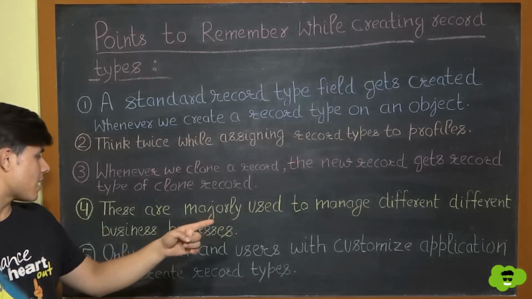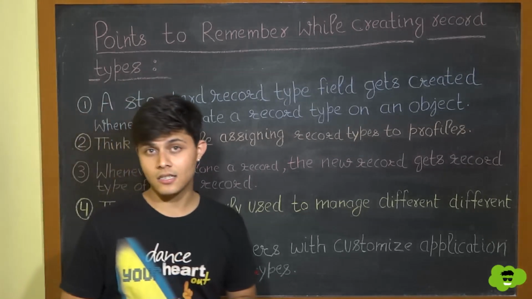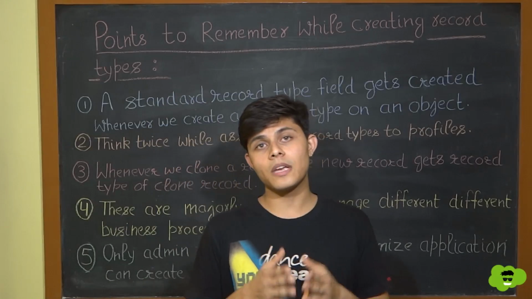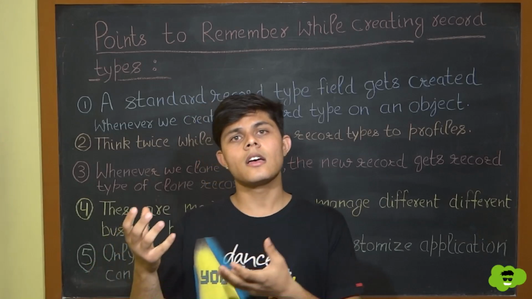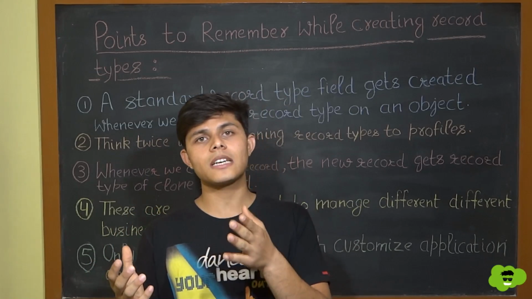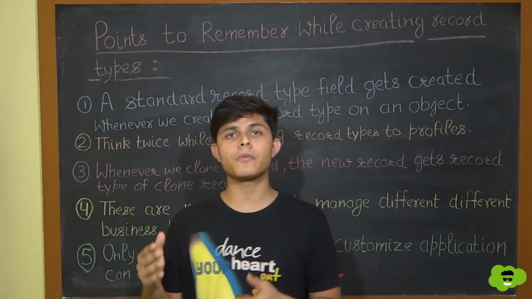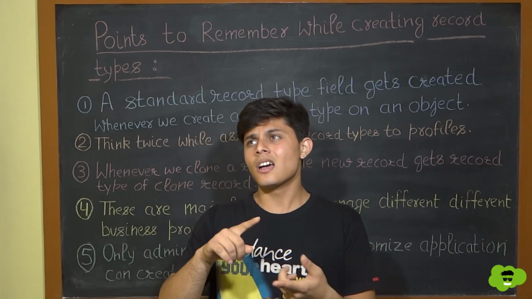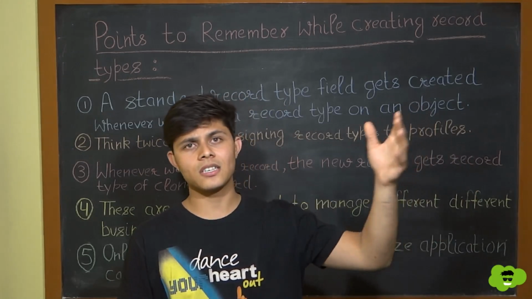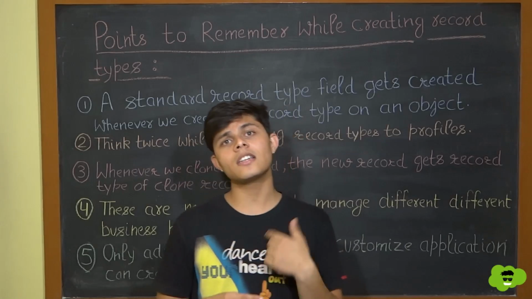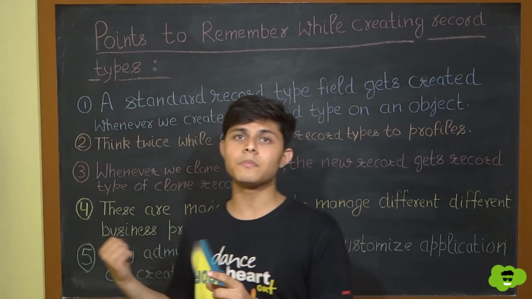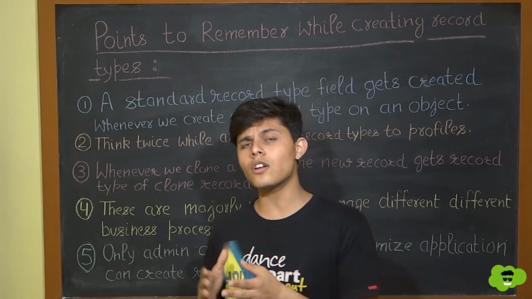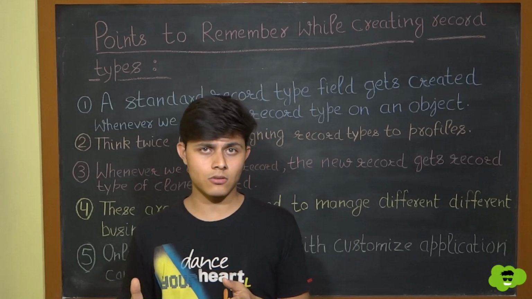Then comes the fourth point. These are majorly used to manage different business processes. Yes, this is the main place where all these record types get used, because there are multiple processes: lead process, solution process, sales process. There are multiple things which I'll cover in a different video. But record types also manage these business processes, and majorly they are used for managing different business processes only.